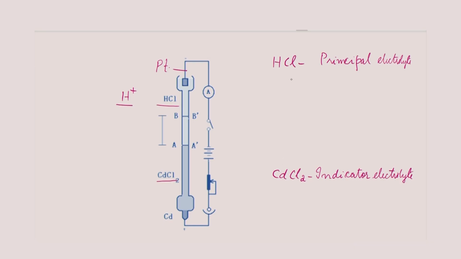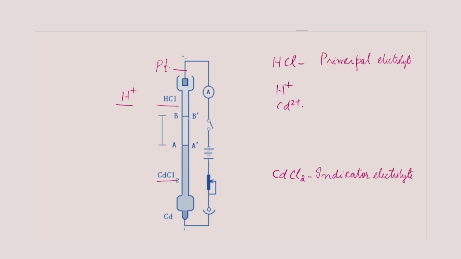Now, what are the factors that determine a principal electrolyte and an indicator electrolyte? Both should have the same common anion, and the mobility or speed of H plus ions should be greater than that of cadmium 2 plus, so that when cadmium moves, it will follow the H plus ions, causing a sharp boundary which moves up.